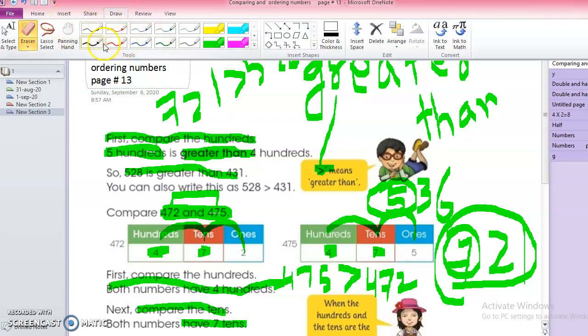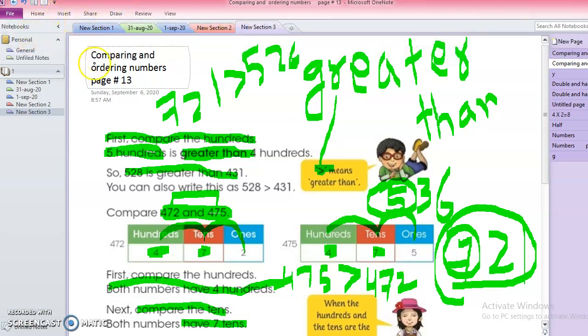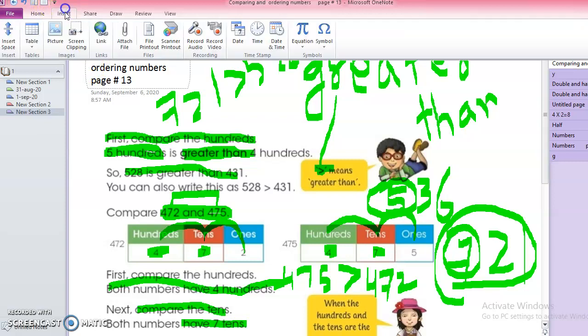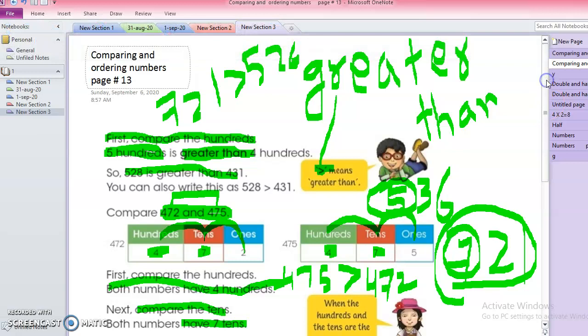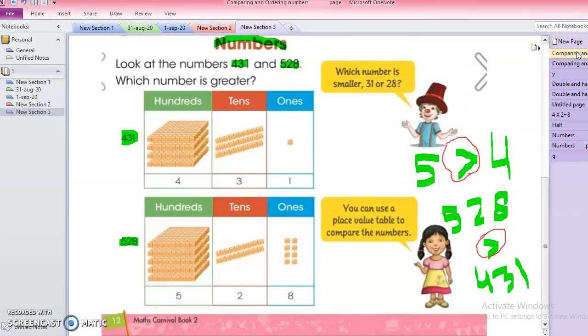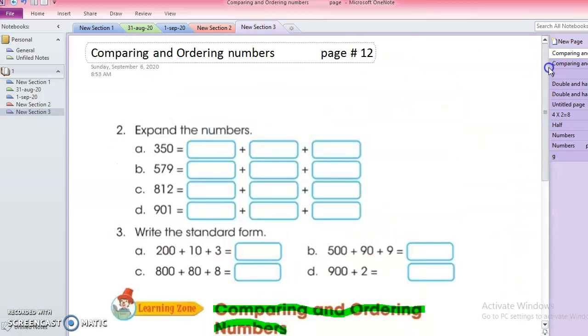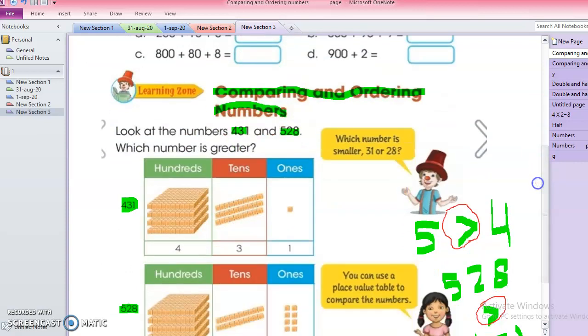Let me select this first. Okay. Now, we are at page number 13. Sorry, we start from page number 12 first. This is page number 12 and this is the topic, comparing and ordering numbers.